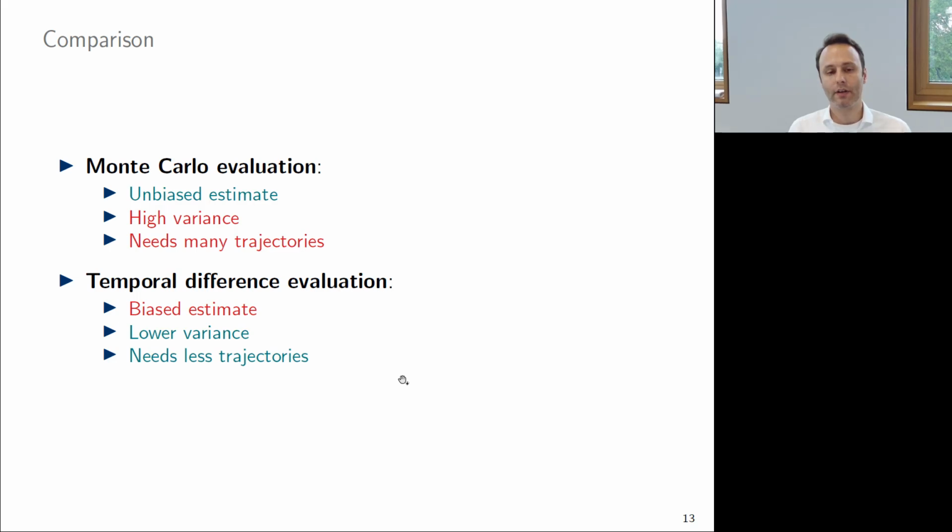And compared to Monte Carlo evaluation, temporal difference evaluation has some advantages and is more popular because it's more sample efficient. It produces a biased estimate because it shares information, but it has a lower variance because you more often visit a state and you need fewer trajectories. Monte Carlo evaluation, on the other hand, is unbiased because it's just a sample average of the rewards that gives an unbiased estimate. It has high variance because you usually have few observations, and it needs many trajectories.